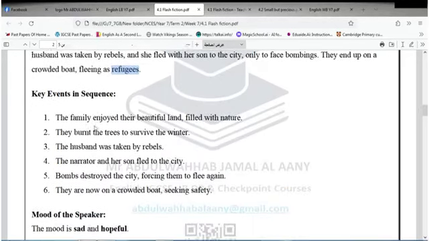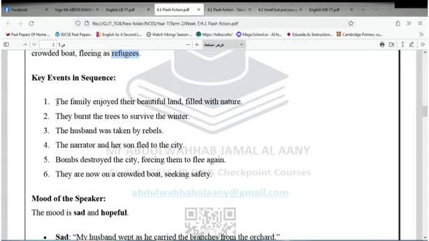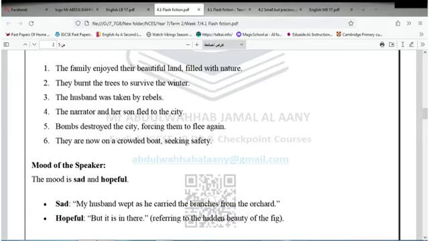The key events in sequence are: number one, the family enjoyed their beautiful land filled with nature. Number two, they burned the trees to survive the winter. Number three, the husband was taken by rebels. Number four, the narrator and her son fled to the city. Number five, bombs destroyed the city, forcing them to flee again. And number six, they are now on a crowded boat seeking safety.